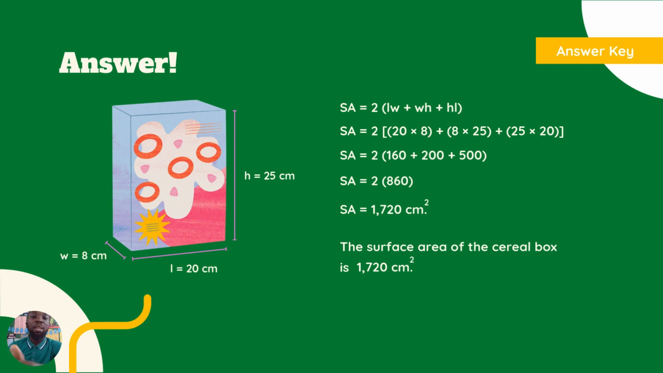All you have to do is to find the surface area, that is the length times width plus width times height plus height times length. So given from the example given to you, you multiply LW. LW is 20 times 8. 20 times 8 will give you 160. Then followed by WH. WH is 8 times 25. That will give us 200. Then followed by HL. So HL is 25 times 20. That will give us 500.